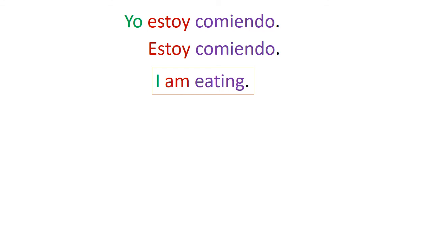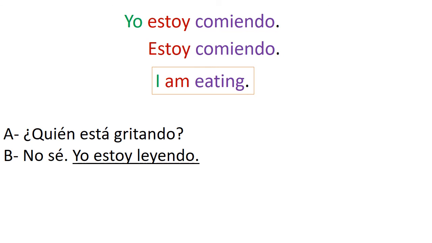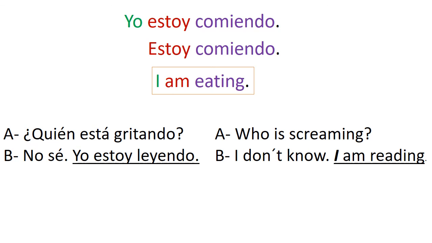We use the pronoun when we want to emphasize who is doing what. For example, ¿quién está gritando? No sé, yo estoy leyendo. So it would translate to who's screaming? I don't know, I am reading. As you can see, in English we emphasize by raising the voice. But in Spanish we can say yo estoy leyendo.